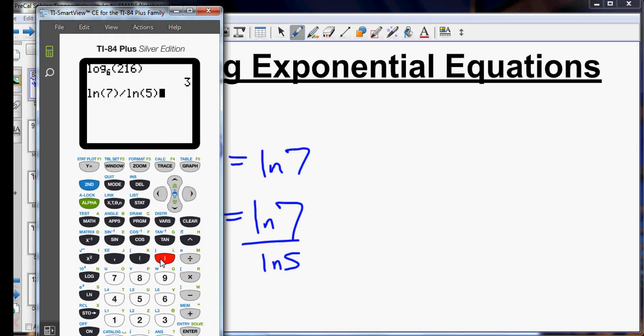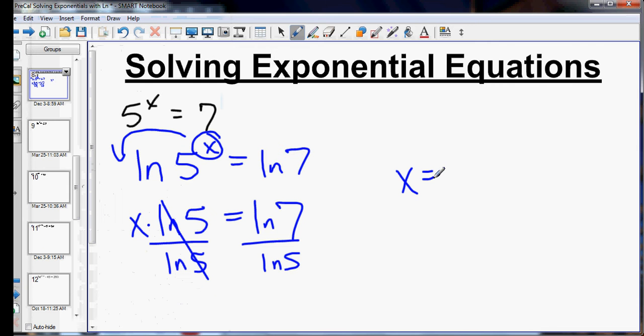So we find out x is 1.209. That's it. That's right. But wait, there's more.